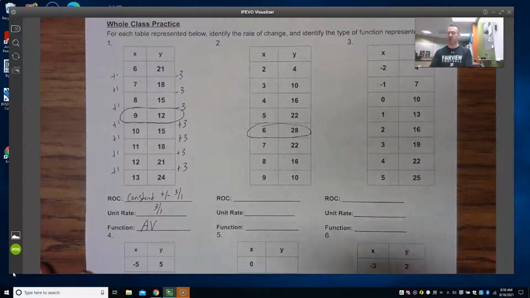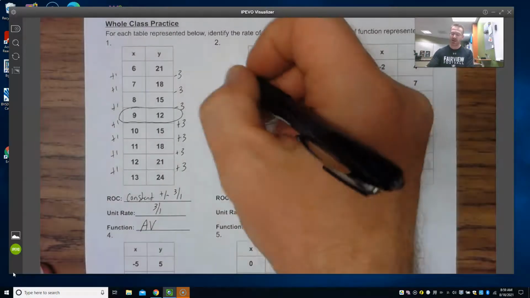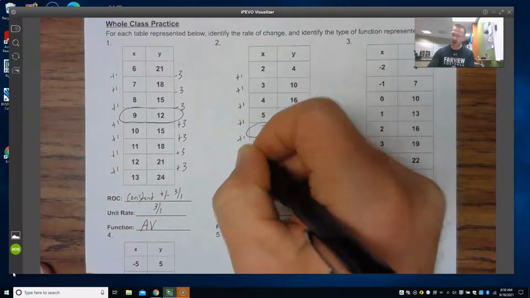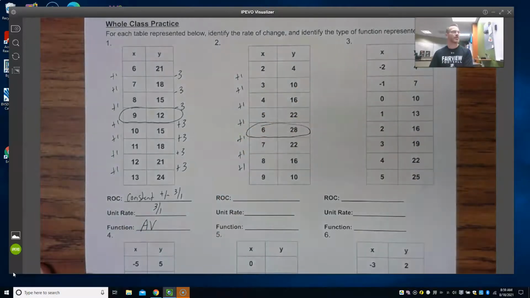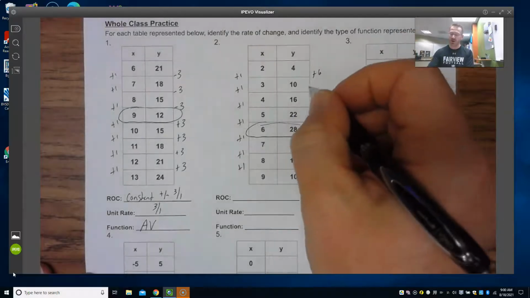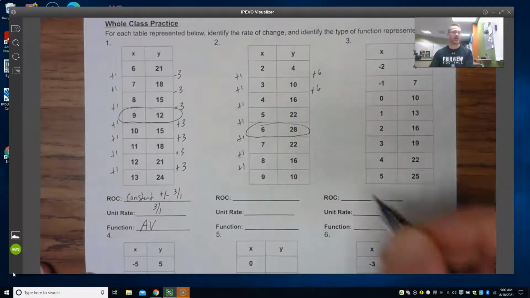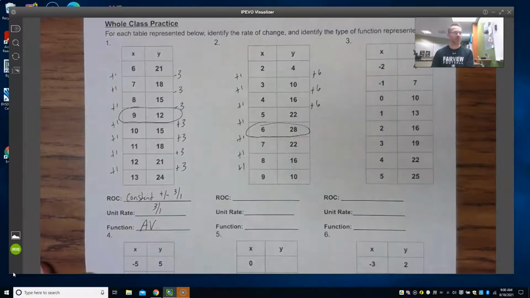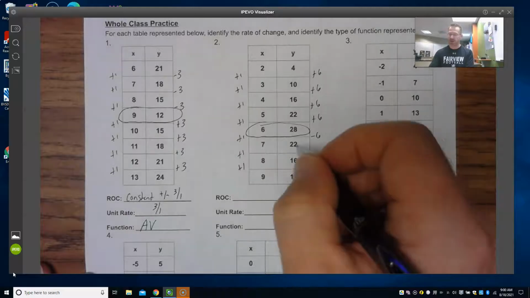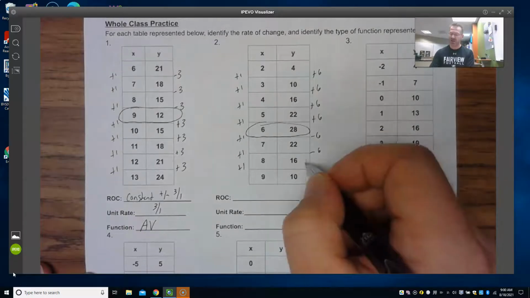Now, once again, when we look at our change in x here, all of these are going up by 1. And now we look at our y's. How are my y's changing? I go up by 6. 10 to 16 is up by 6 again. And then I go up 6 again. 22 to 28, I go up 6 again. 28 to 22, I go down 6. 22 to 16, I go down 6. 16 to 10, I go down 6.